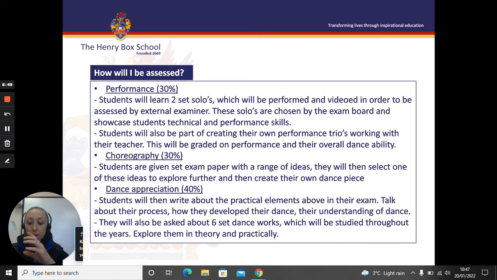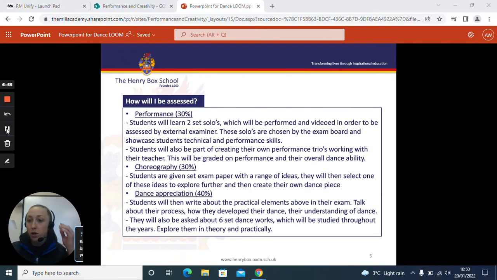So, for example, it might be that you've chosen a range of ideas based on an emotion, and therefore you would have to think about the actions that you would put into that dance, what space you would use, what dynamics, and what relationships you would want within that dance. You would then have to choreograph a dance for a set amount of time and then teach it to a group of students who would then perform it. So that's the choreography side of things.